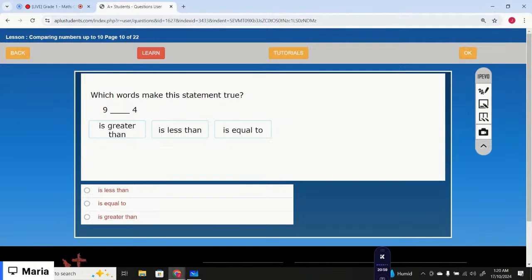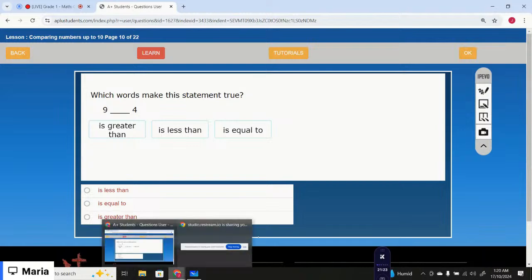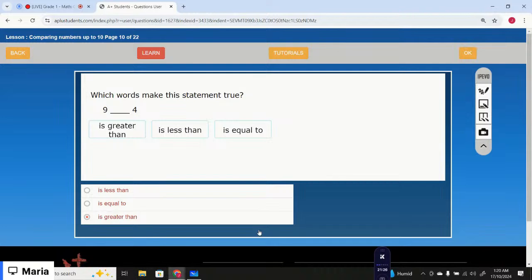Which words make the statement true? 9 and 4. That is, 9 is greater than 4. The correct option is option number 3. 9 is greater than 4. Okay, you can complete the lesson by yourself later today.